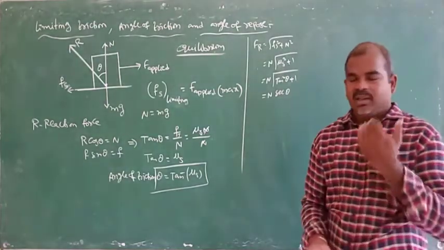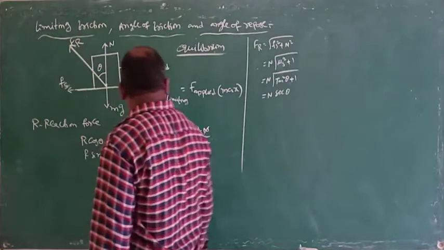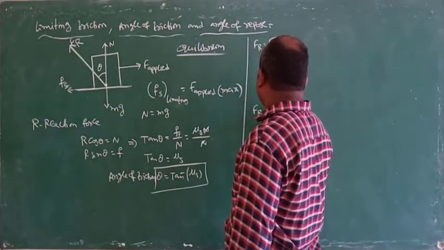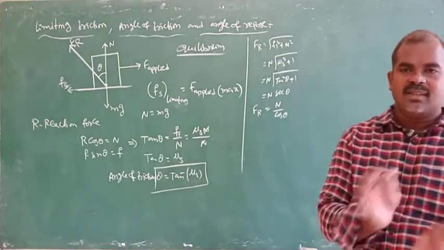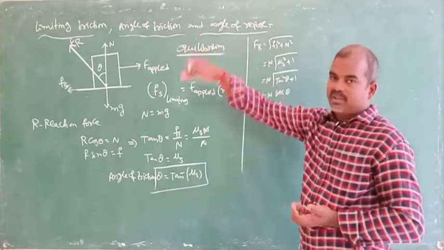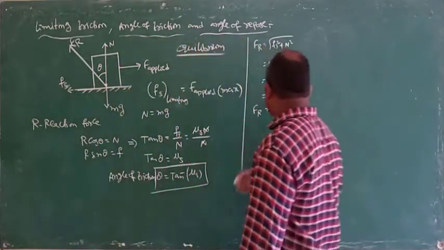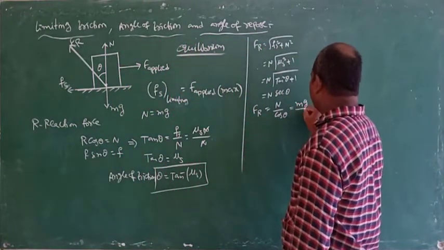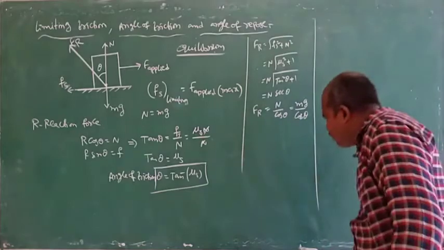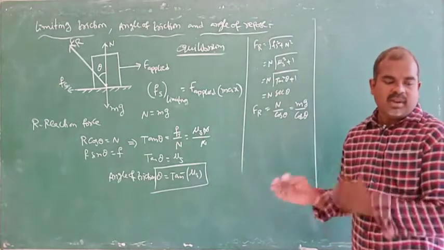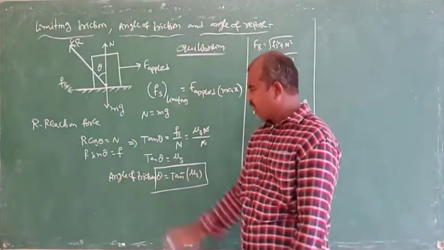Therefore the reaction force Fr is equal to N by cos theta. Here what is N? The object is placed on a rough horizontal surface, so N is equal to mg. Fr is equal to mg by cos theta. This is the normal reaction force. So what is the angle of friction? Angle of friction: mu is equal to tan theta.